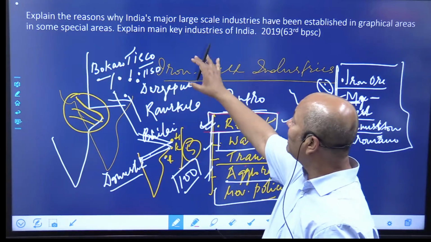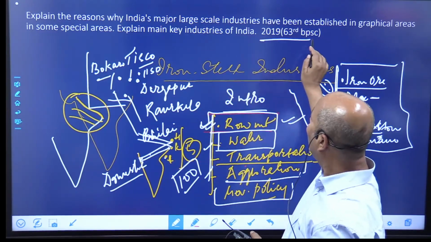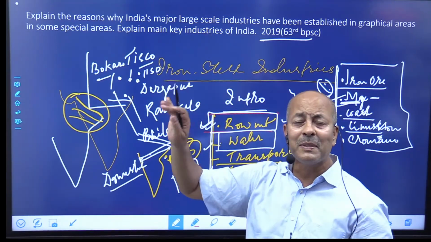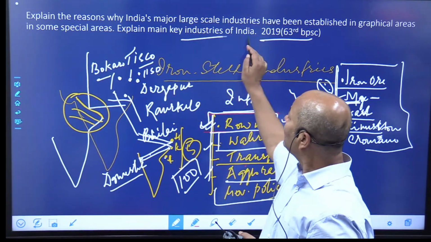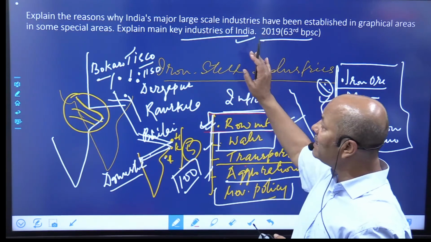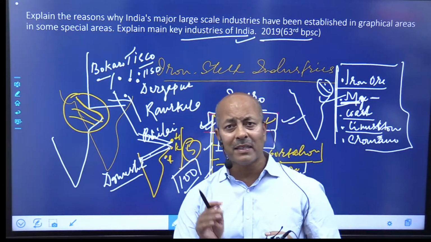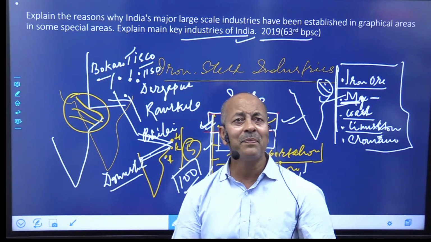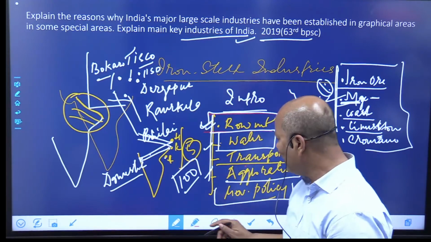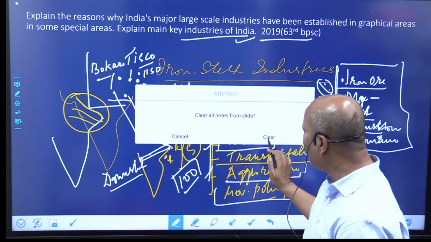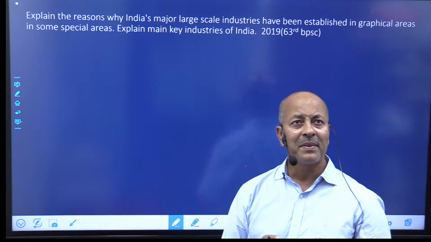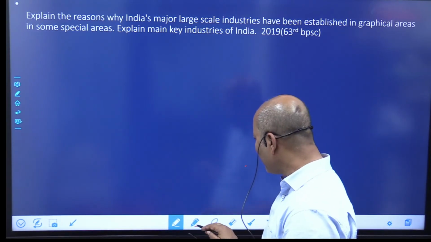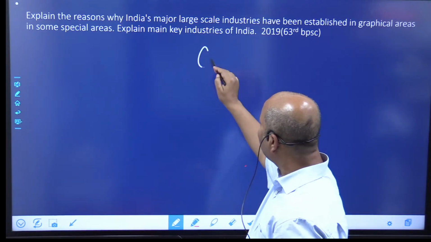Again, they have asked you in 2019: why are most of the large scale industries located in some special areas? Give examples with key industries. Getting this one? So I have given you the example of the first key industry. The first key industry is the iron and steel industry of the Chotanagpur region or northeastern plateaus. Now come to the second key industry of India, which is cotton textile.